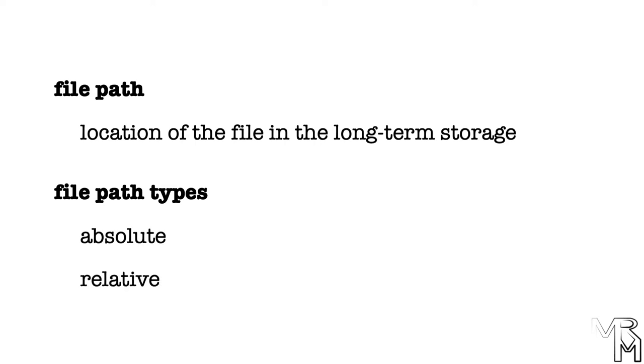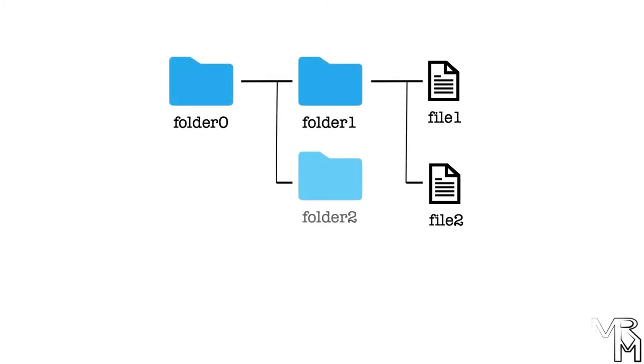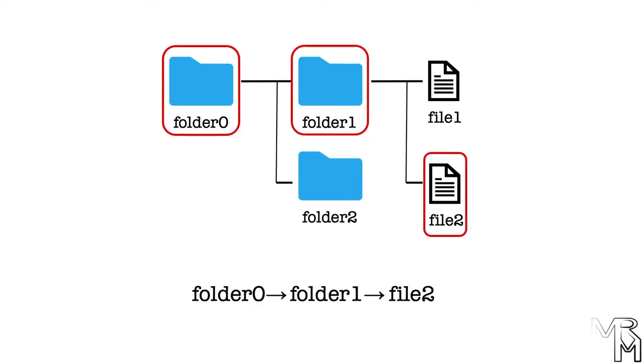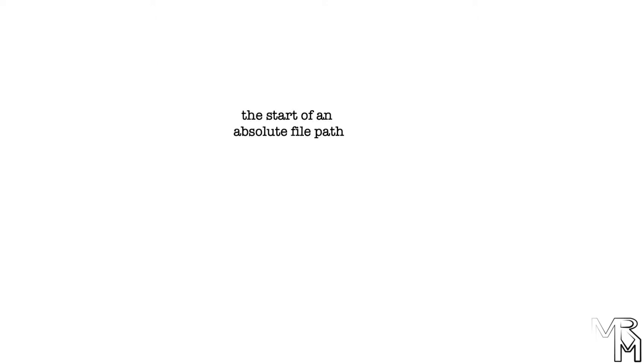As some of you might know, all files in the long-term storage are stored in folders. And folders can contain other folders. So an absolute path is a list of folders that the computer needs to visit to locate the file. At the end of the path is the name of the file. In the example you see on the screen, the path to file 2 is folder 0, folder 1, file 2. Two questions here. One, where does an absolute file path begin? And two, how do we separate folders in the path?